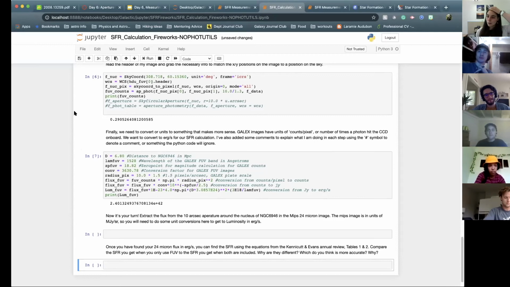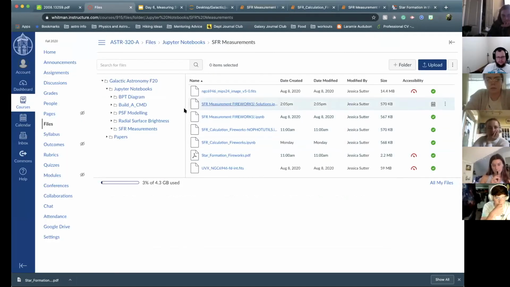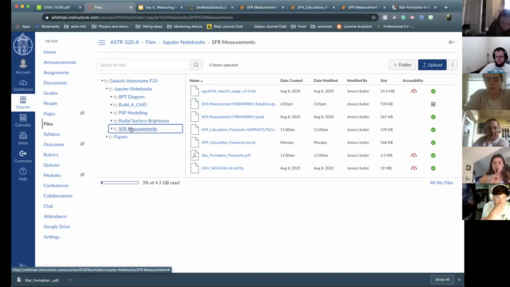There's one thing I should note. I think I say the 24 micron image is in millijanskys somewhere. It's in millijanskys per steradian. If you need help converting that, I will be here. I'll point out also, the solutions are all in your files, and they should be accessible now. So if you go to Files, Star Formation, Jupyter Notebook, Star Formation Rate Measurements, one of these has the solutions. And I'll put it in the assignment for today as well once I get the video finished.